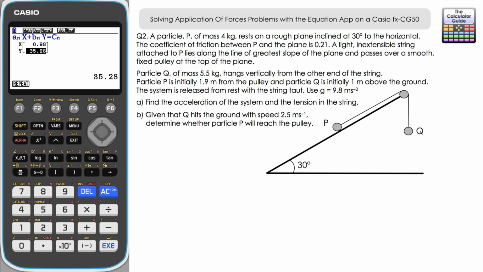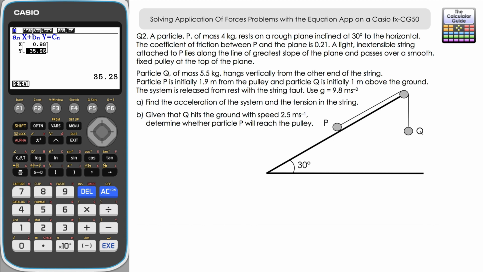The system is released from rest with the string taut, and we need to use g as 9.8 meters per second squared. Part A, once again, very similar to the first question we did there, find the acceleration of the system and the tension in the string. Part B, given that Q hits the ground with a speed of 2.5 meters per second, determine whether particle P will reach the pulley.